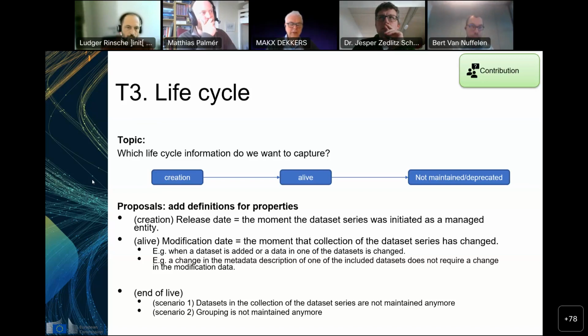And Jakob has an objection or a comment about the first bullet point under alive, especially the second part of that sentence. If data in one of the datasets is changed, you're proposing that then also the modification date of the series is changed. Is that correct?